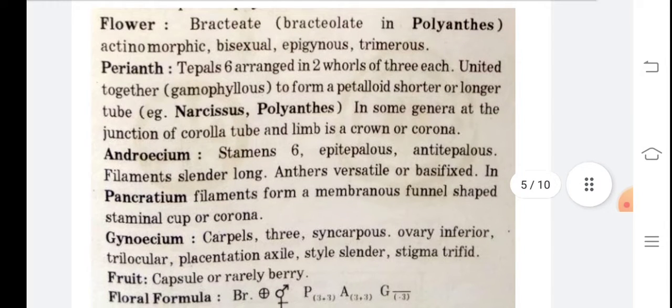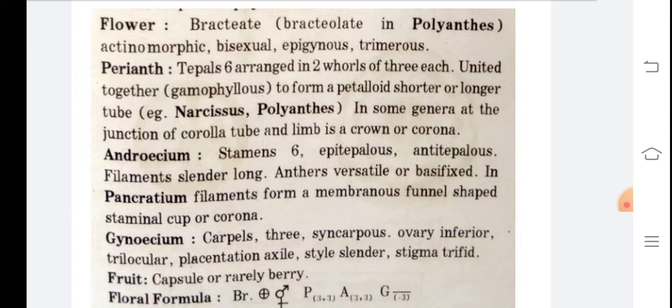In the lower side, we are observing the character. Then perianth tepals 6, arranged in two whorls, 3 plus 3, united together, so gamophyllous. It is not called gamopetalous as in corolla, but here the word phyllous is to be used because the tepals are thick and fleshy, so phyllous means a thick leaf-like structure.